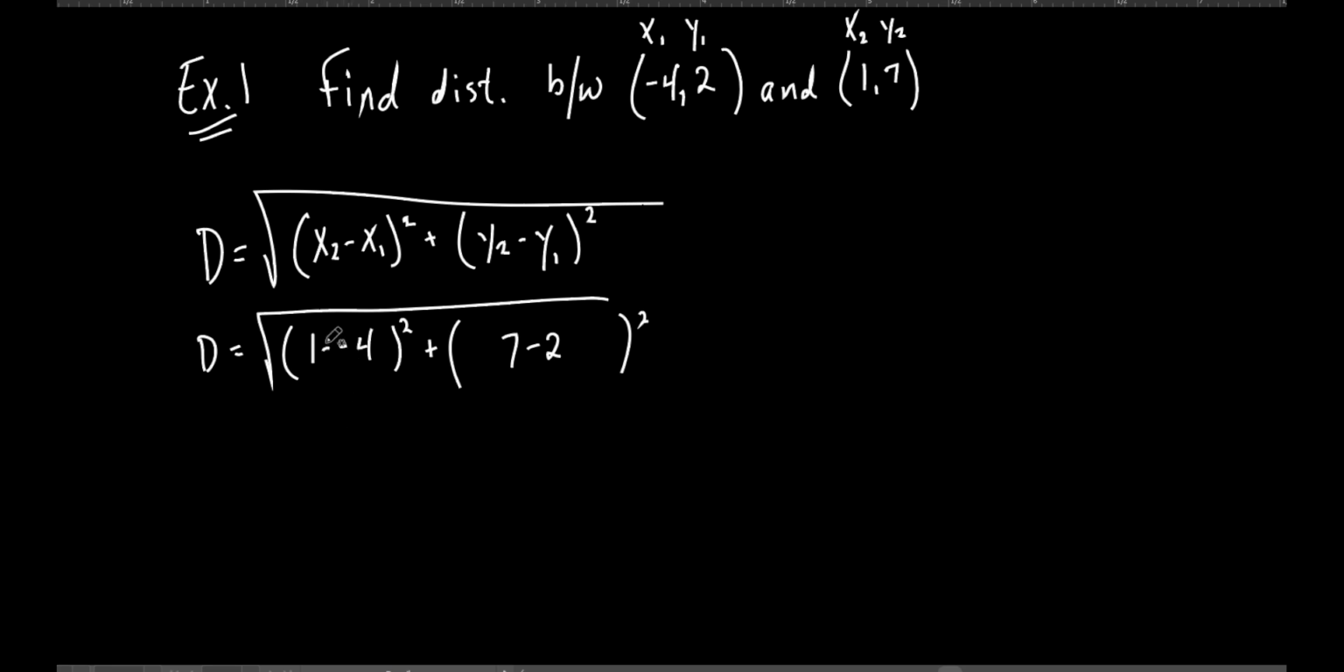Now, remember, you are subtracting. So what is 1 minus, or minus a negative is plus? Let's do this in our head. 1 plus 4 is 5. 5 squared is 25. Yes? Okay, and that's equal to what? Square root of 50.